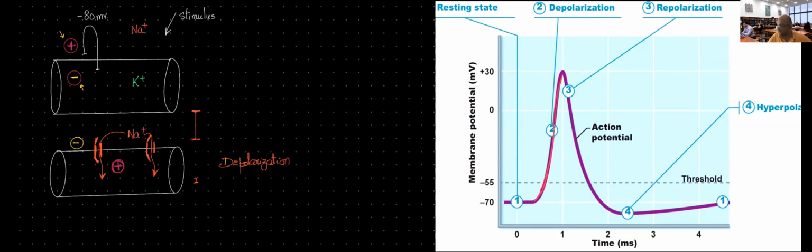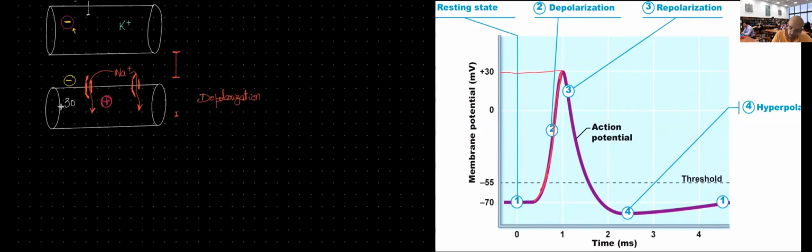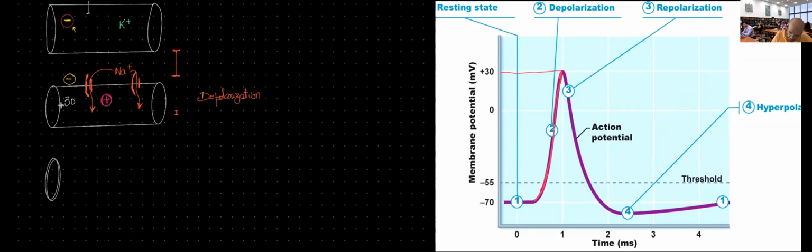This continues until I reach 30 millivolts. So inside becomes more positively charged by 30 millivolts. At this point, the sodium channels are going to close. So the internal gates are now going to be closing.